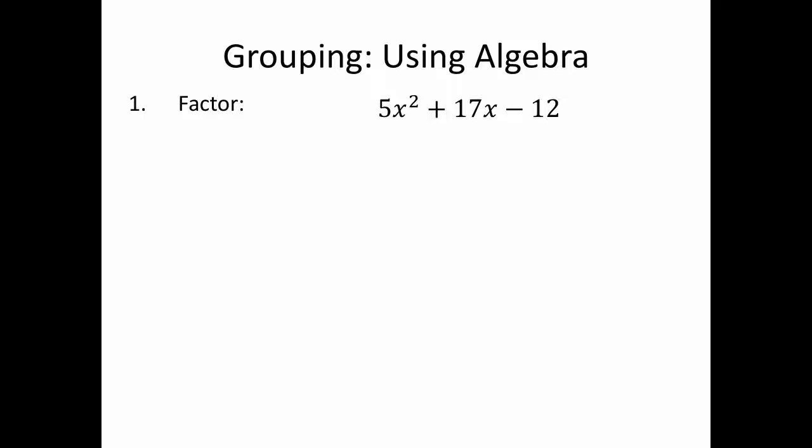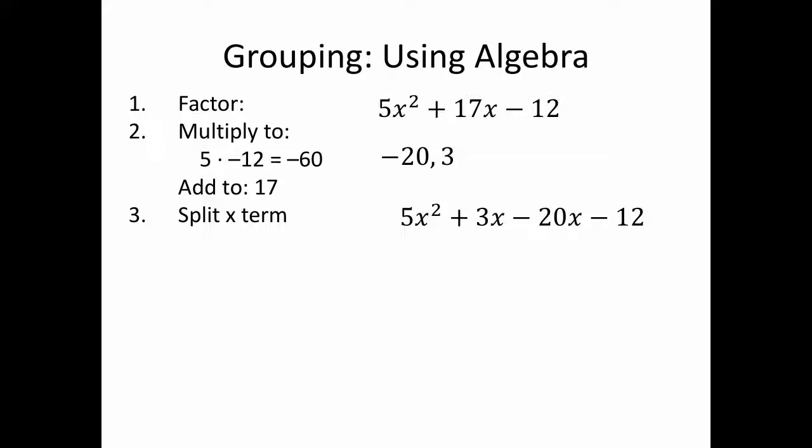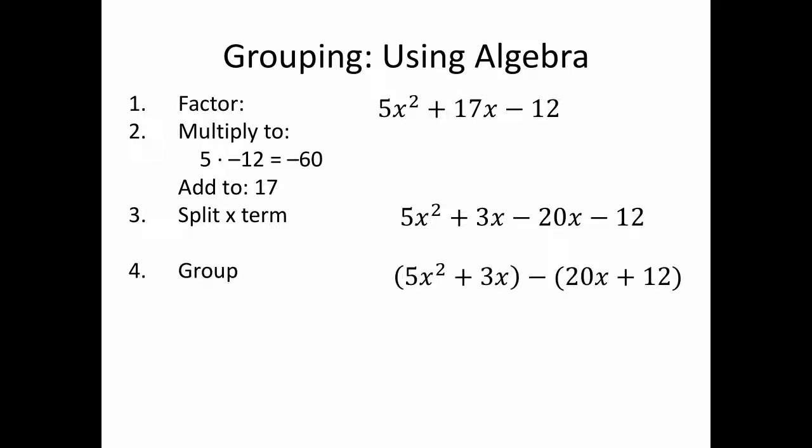You may wonder if it matters what order we put those two coefficients in and what happens if we reverse them. So let's do it the other way. We will now split this into 5x squared plus 3x minus 20x minus 12. We now collect the first two terms and the second two terms. And notice that we did change that minus 12 to a plus 12 as we grouped.